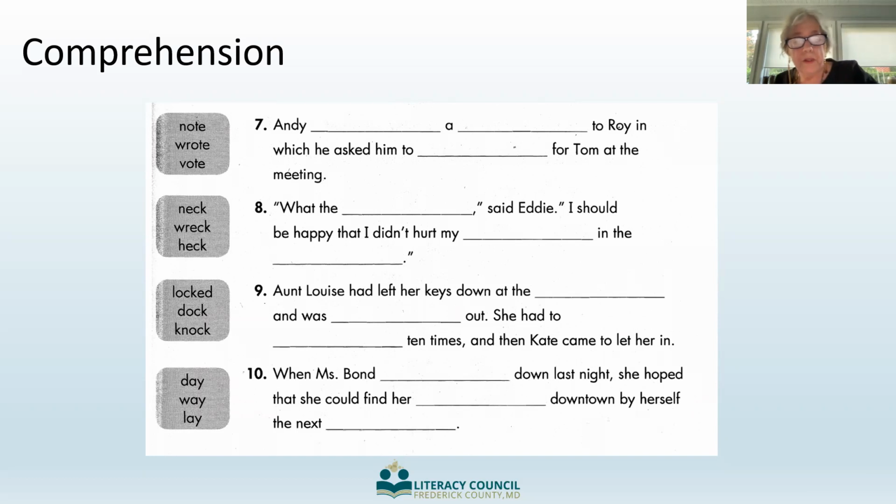Notice that all of these words are from the unit focus or from the lesson focus, except the very last set, which goes day, way, and lay. And that has to do with the phonics taught in the previous unit. So there's a lot of spiraling back to make sure the student hasn't forgotten.